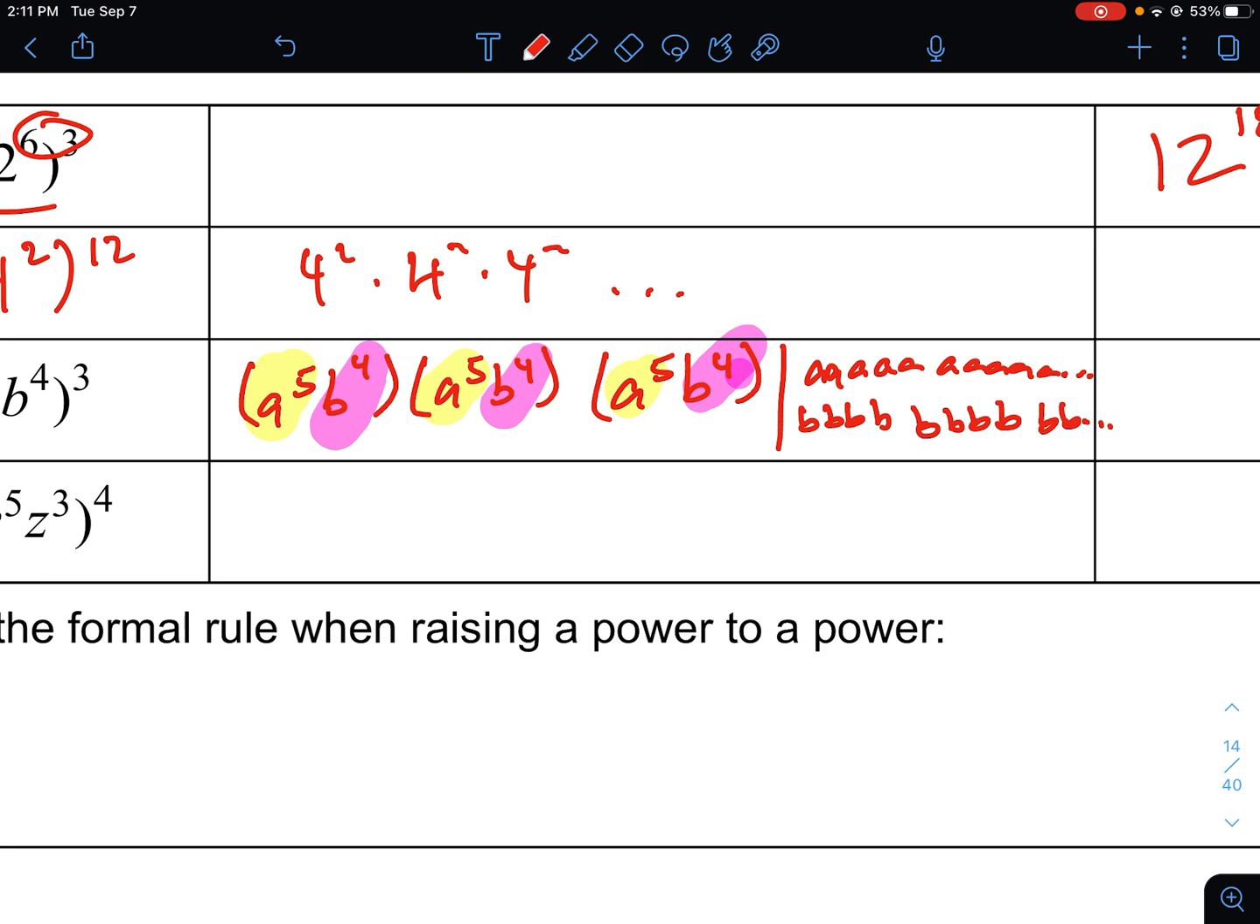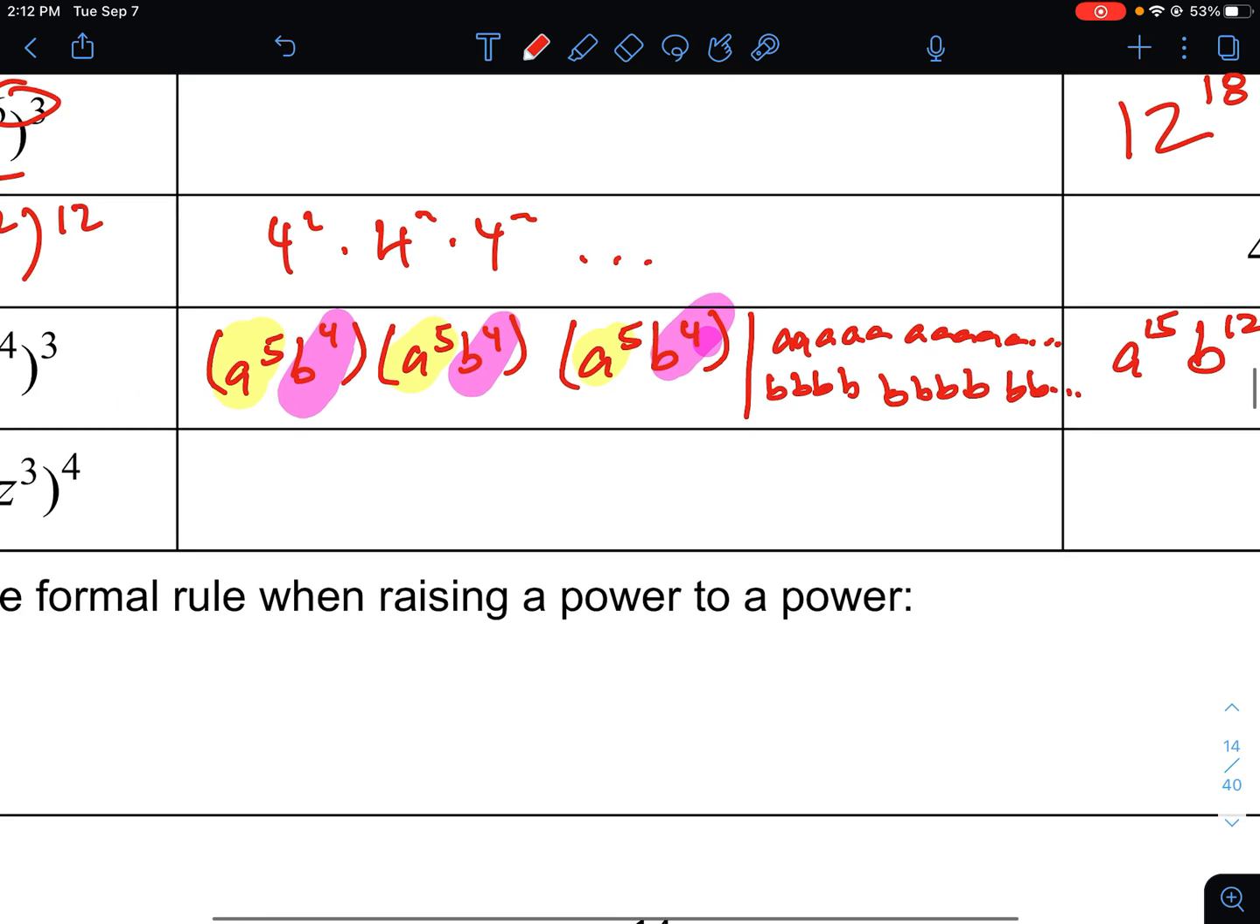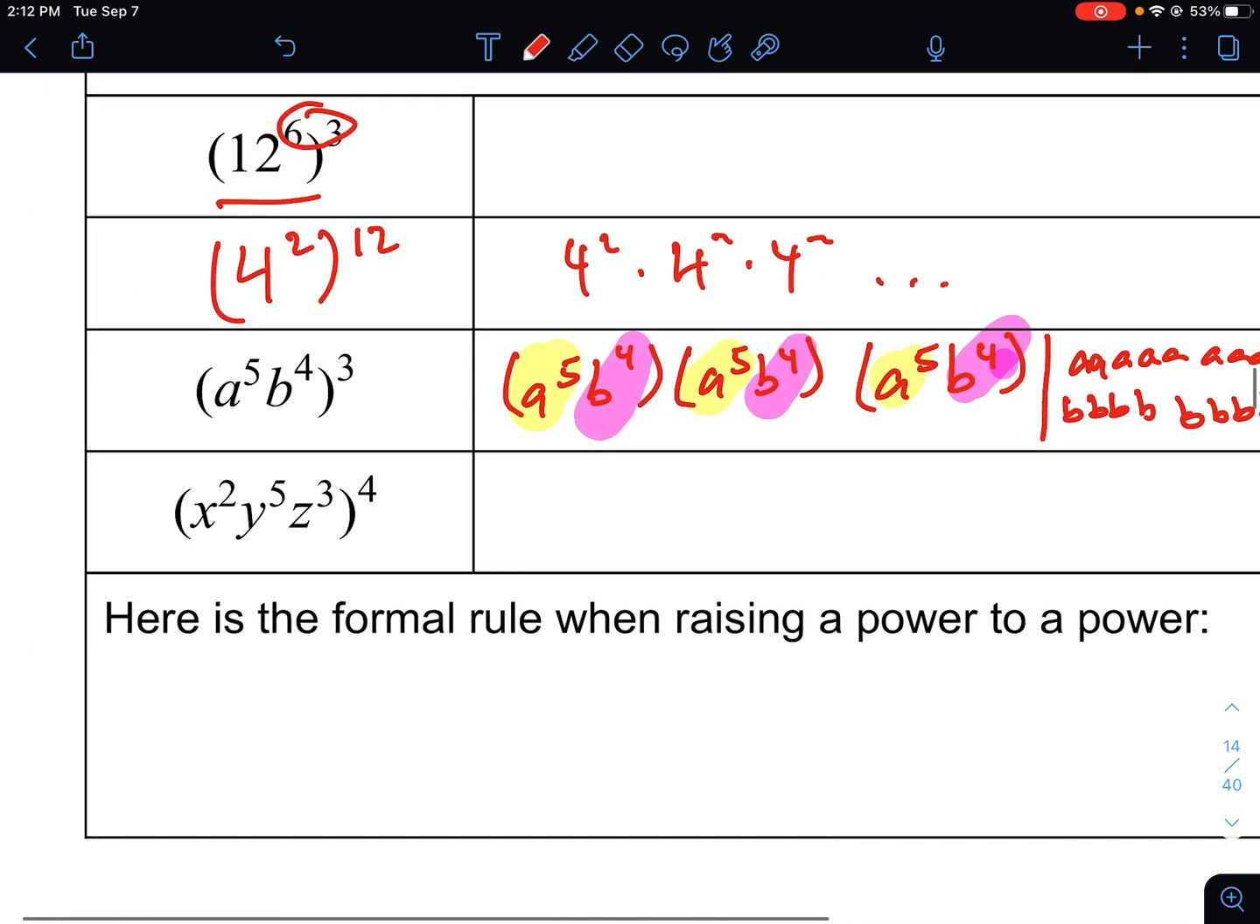How many A's is that? Well, that's 5 and another 5 and another 5. That's 15 A's. So A to the 15th. How many B's do we have? We have 4 plus another 4 plus another 4. So that's 12 B's. Now, how did I get 15 and 12 from these numbers?